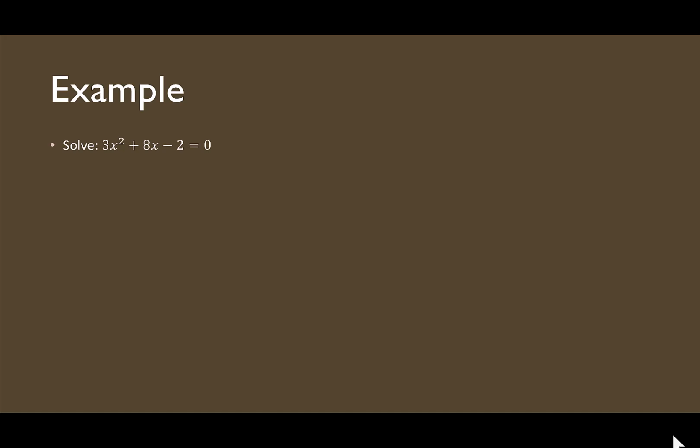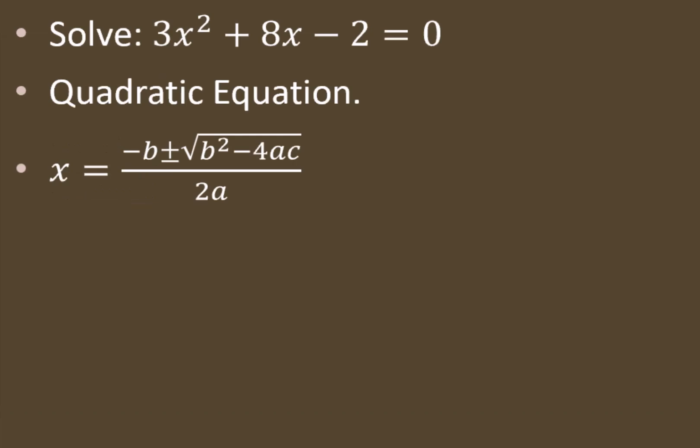Say I wanted to solve 3x squared plus 8x minus 2 equals 0. My first step might be to tell students that we're going to use the quadratic equation. I want to remind students what the quadratic equation is. I don't want to assume that they know the quadratic equation. So I would put on the screen that x is equal to the fraction, negative b plus or minus the square root of b squared minus 4ac all over 2a.